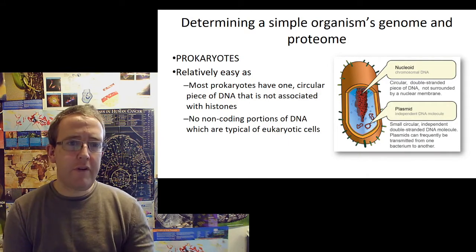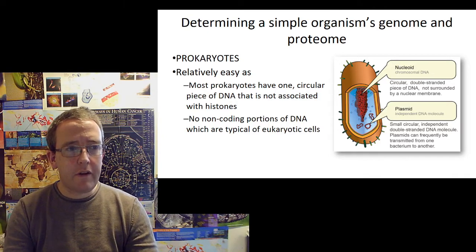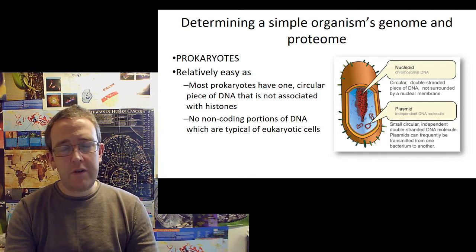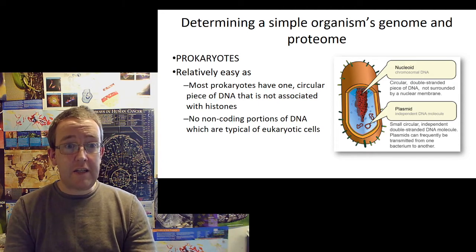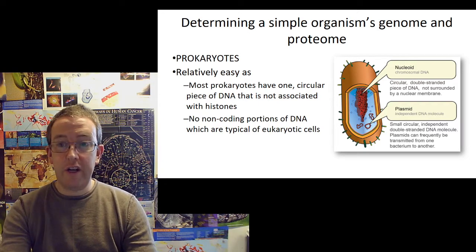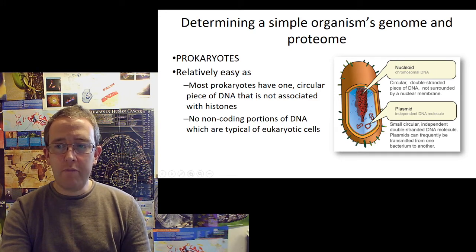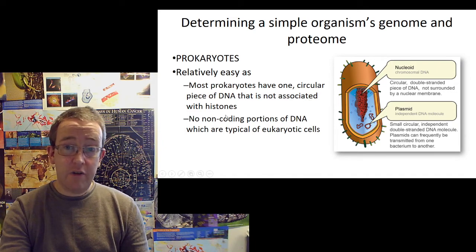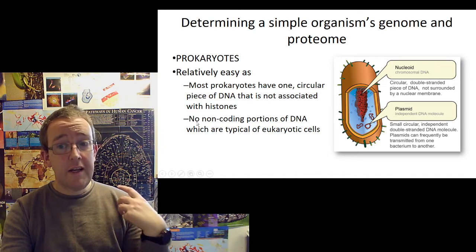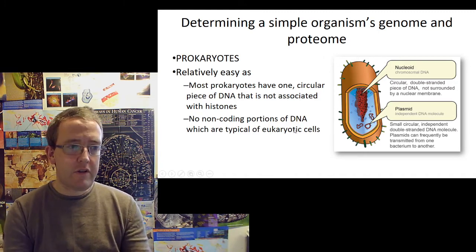Let's flip over briefly to prokaryotes. Now, with prokaryotes, sequencing is relatively easy because they've got very short genomes. They're not attached to proteins. They are in one big circular chromosome and often a few plasmids around the side. Most prokaryotes have got one circular piece of DNA. It's not associated with histones, and they've got no non-coding DNA. So what you see is what you get.